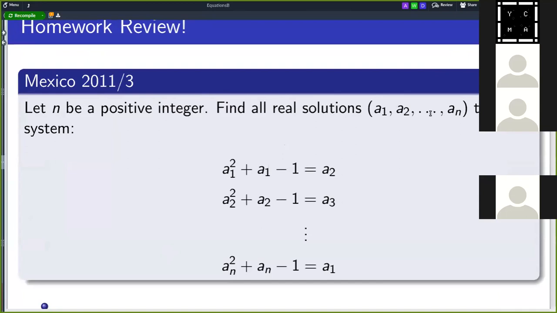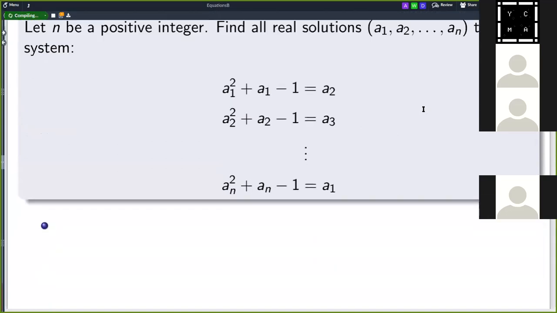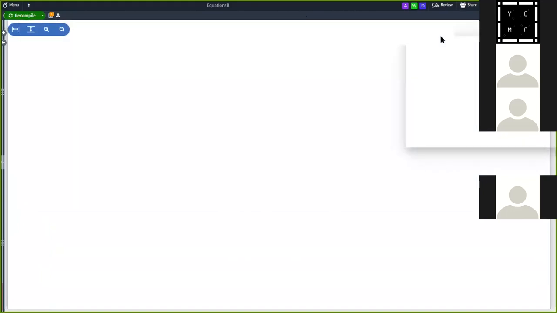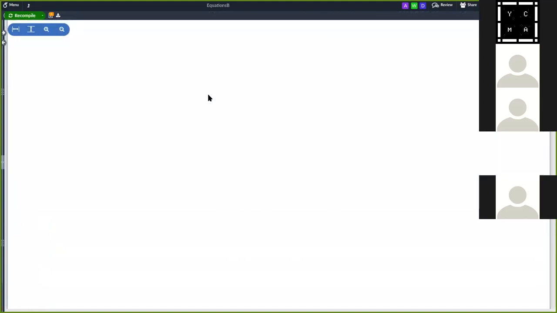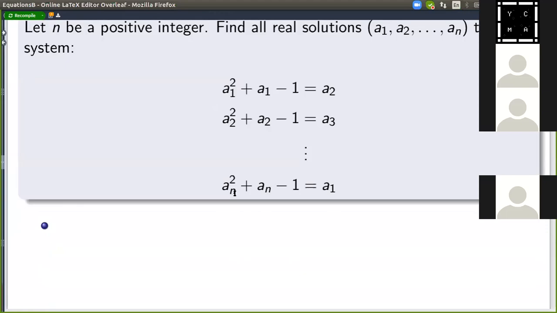Okay, so first, before we actually start trying to prove all the solutions, does anyone have a guess for what the solutions could be? Okay, yeah, so Alex said 1, 1, 1, 1. So that's the solution. So plus or minus 1 is not always going to be a solution here.